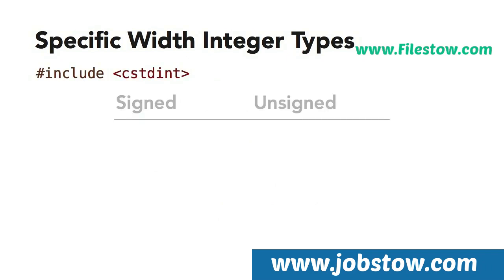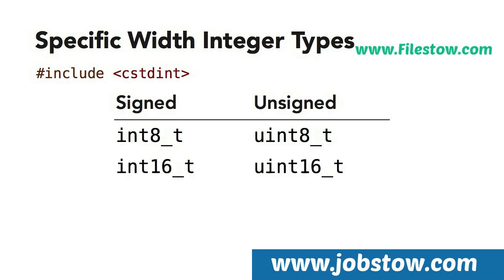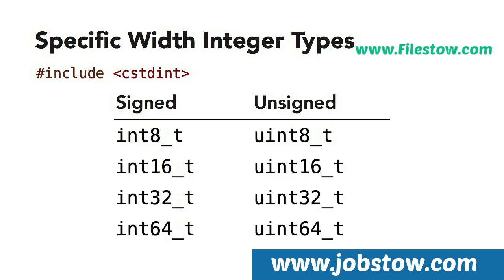If your usage requires an integer of a specific type, the C standard int header provides types in these specific widths: 8 bits, 16 bits, 32 bits, and 64 bits. And these are available both in signed and unsigned varieties.